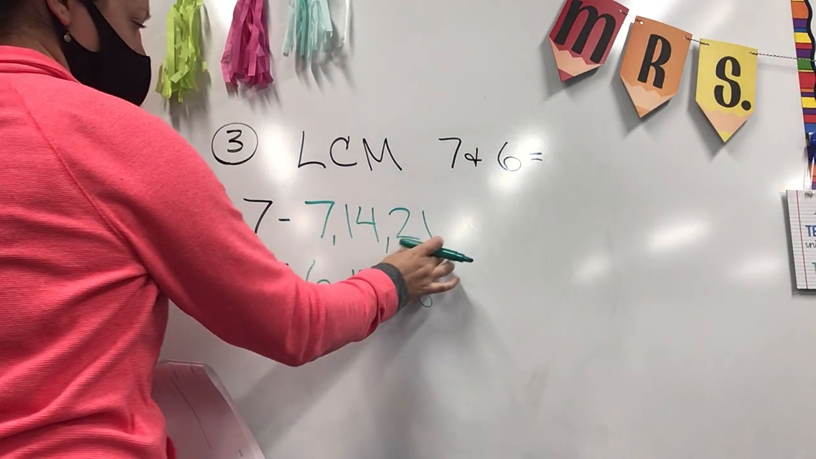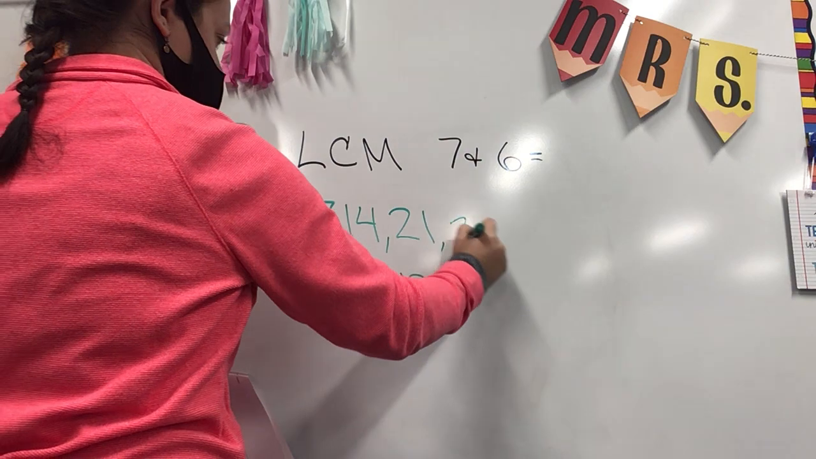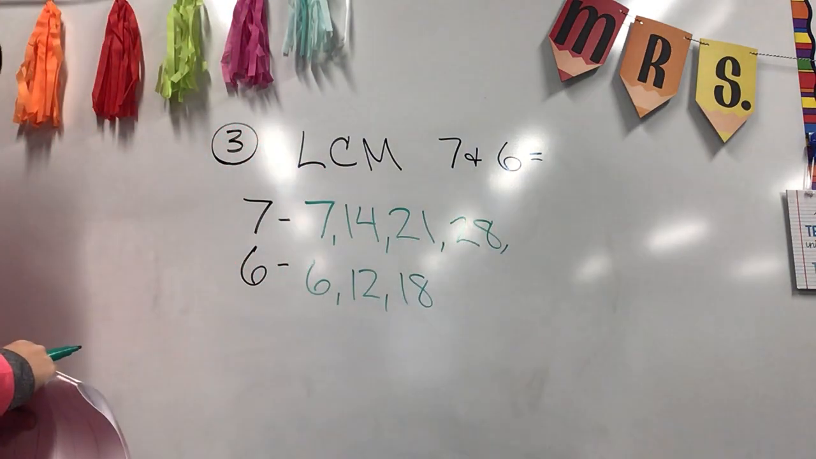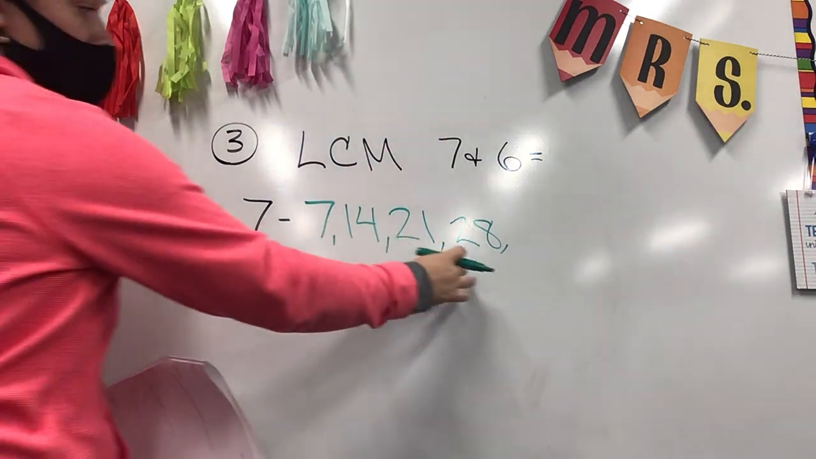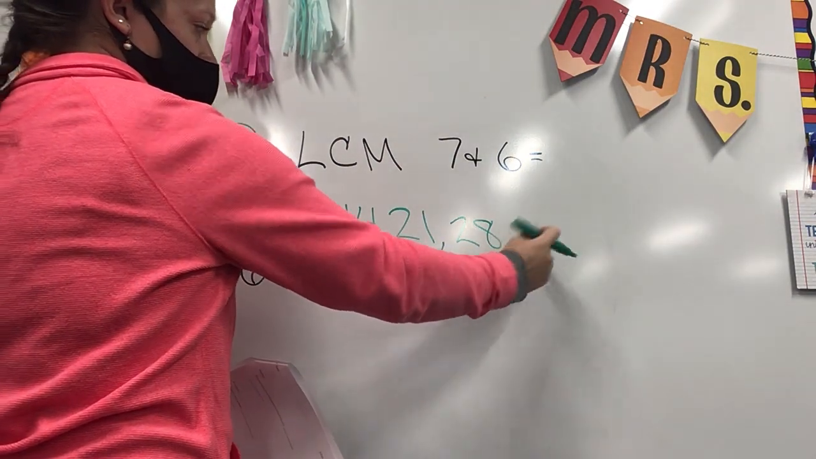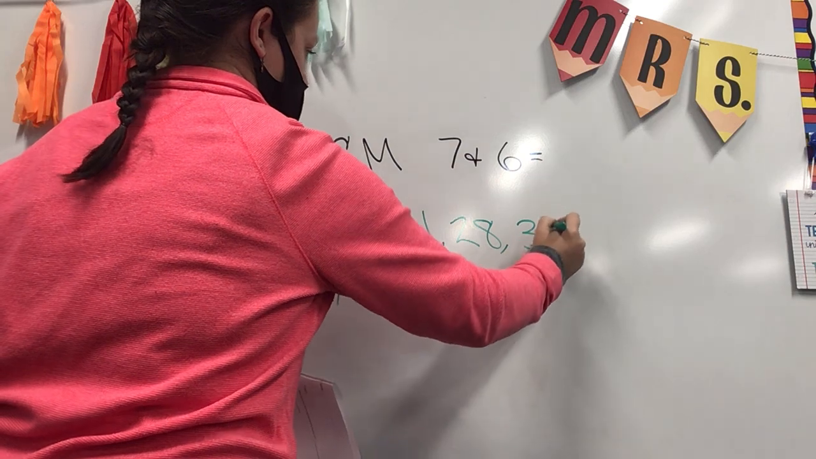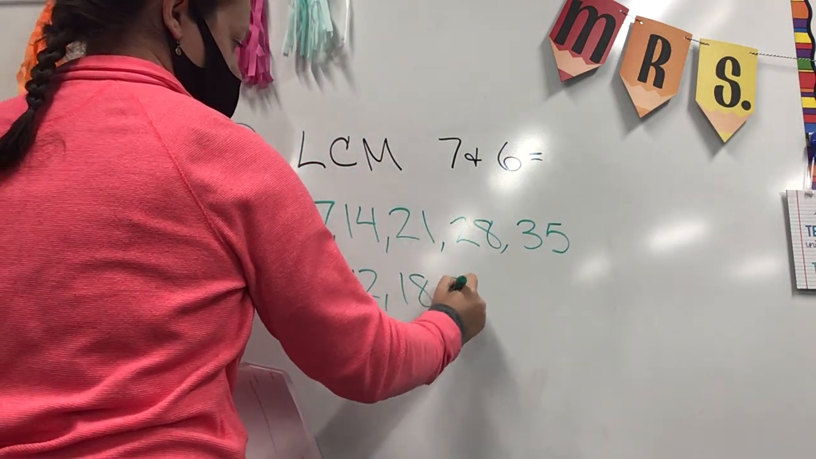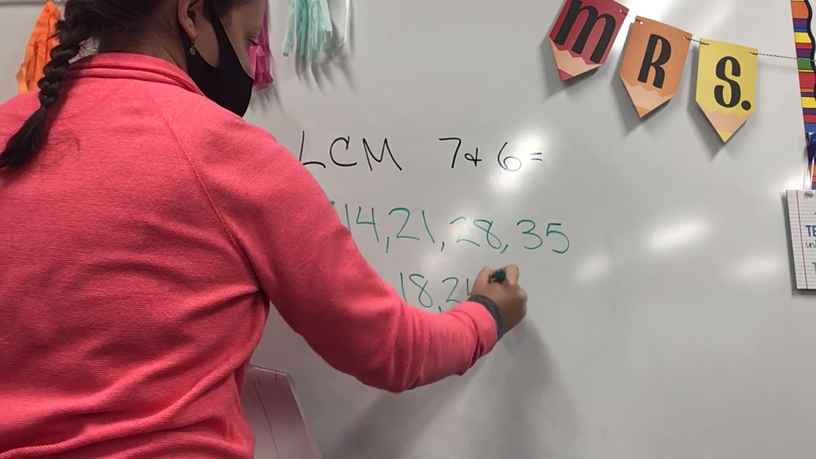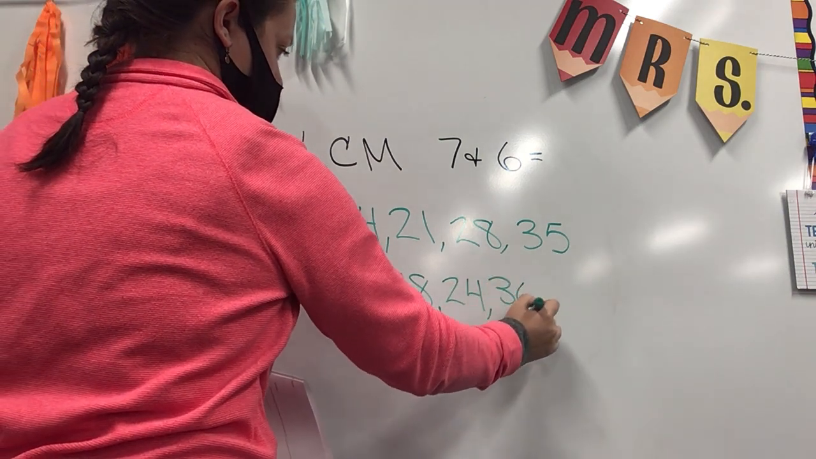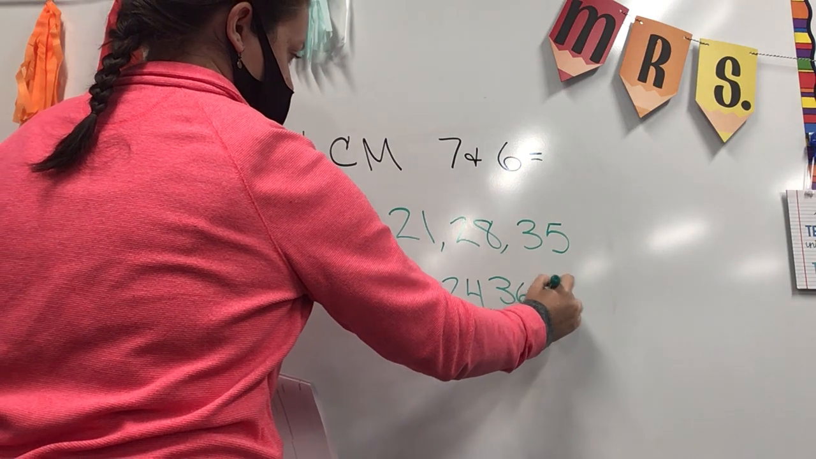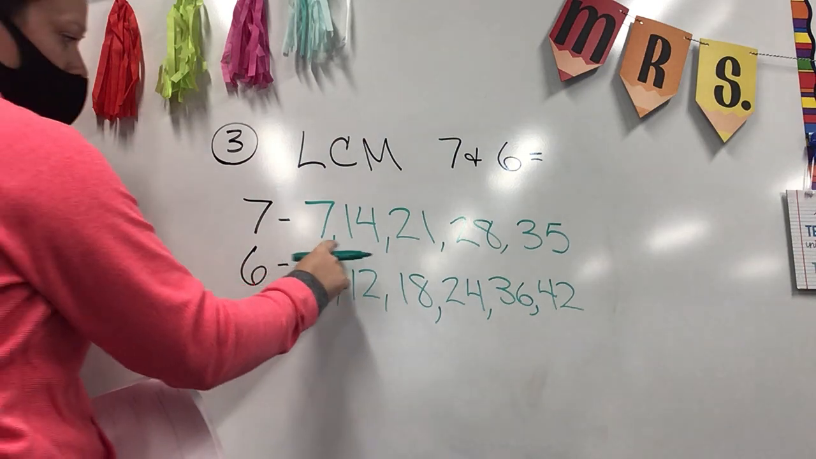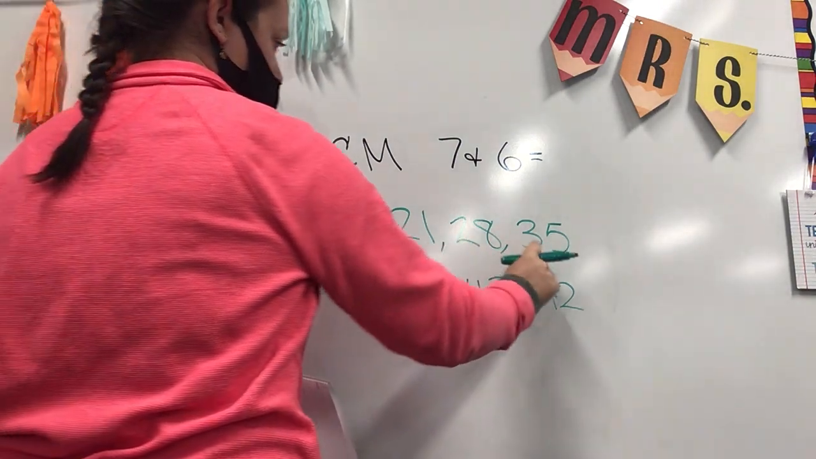All right, what comes after 21? 28. Then 35. Let's stop there and keep checking. 6, 12, 18, 24, 30, 36, 42. Do I have one yet? No. Okay, 7, 14, 21, 28, 35.